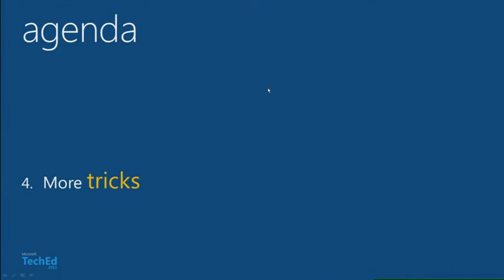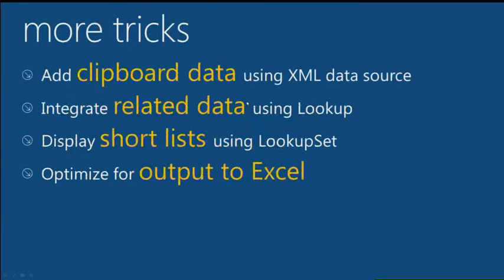Finally, more tips and tricks. We're actually doing pretty well on time, so hopefully I'll be able to show you all of these. One tip and trick is I just have some data that is not in a database, it's not in a cube or anything. It's just some data that I got off the web or somewhere, and I have it on my clipboard. I want to just copy and paste it into my report. How do I do that?